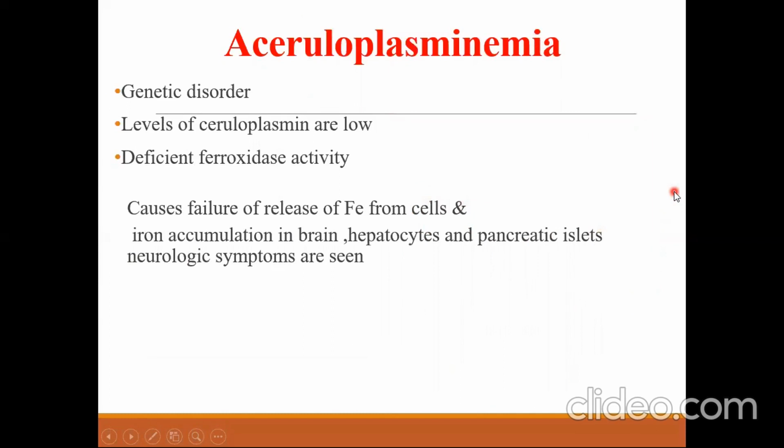The third condition is aceruloplasminemia. It is also a genetic disorder. Congenitally, there will be a low level of ceruloplasmin. You know that ceruloplasmin has a ferroxidase activity. If the ceruloplasmin level is low, there is deficient ferroxidase activity, and this causes failure of the release of the iron from the cells, and hence iron gets accumulated in the brain, hepatocytes, and pancreatic islets, and neurological symptoms are seen in this patient.